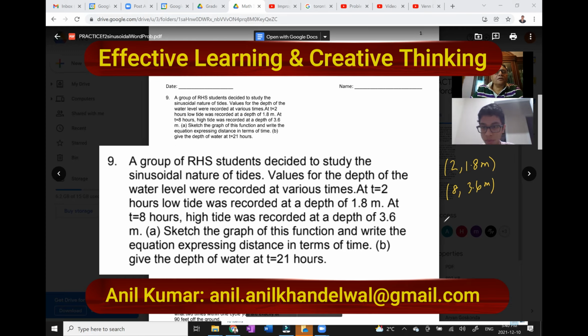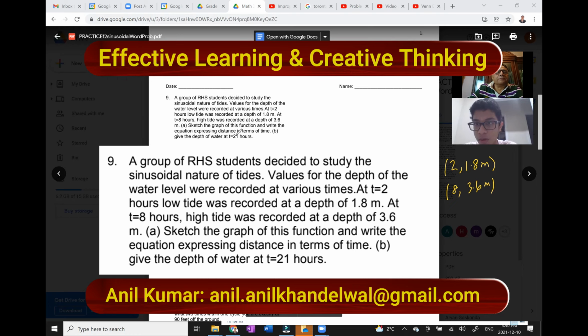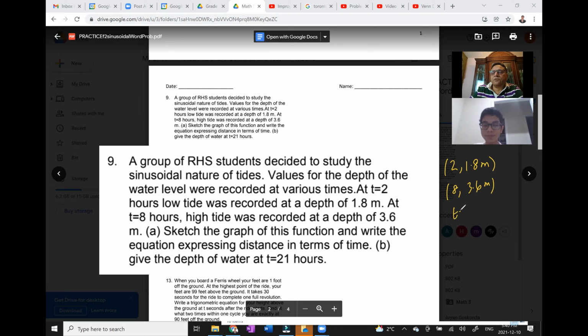Okay, given the depth of water at t equals 21. So t equals 21, we have to find what depth of water. That's your question, right? So we are flexible about it. We could write a sine equation or a cosine function for this particular thing, correct? Yeah.